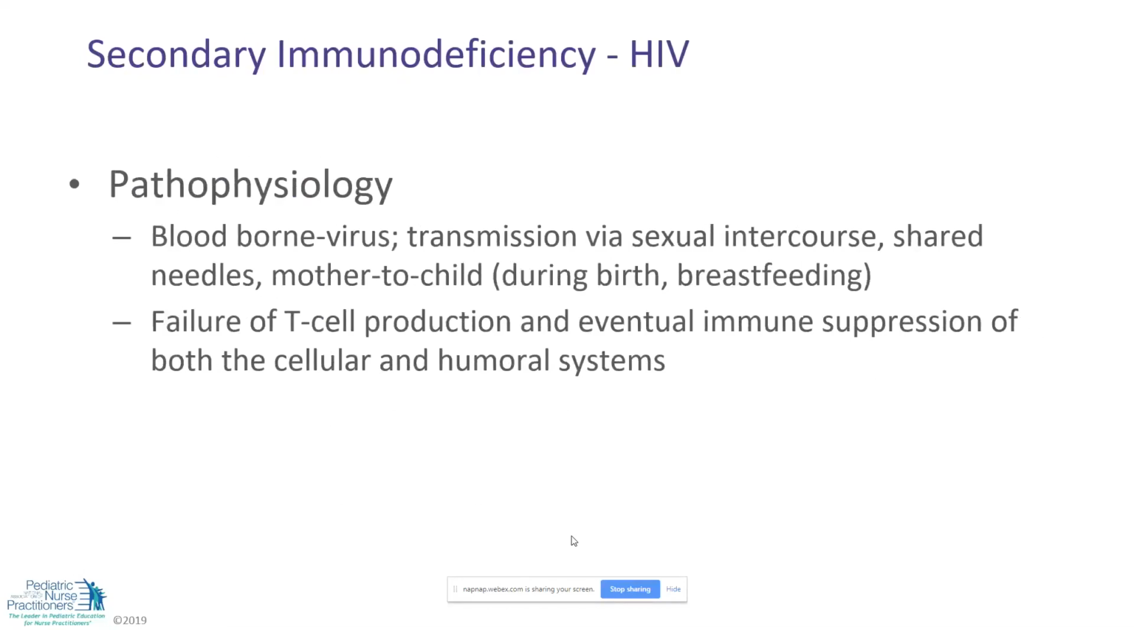So remember, HIV is a blood-borne virus. It's transmitted via sexual intercourse, shared needles, or from the mother to child, potentially during birth and breastfeeding. HIV is essentially a failure of T-cell production and eventual immune suppression of both cellular, so that's your T cells, and humoral, so your B cells, systems.